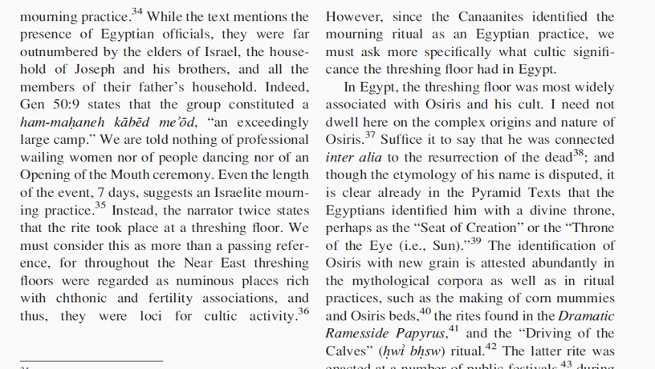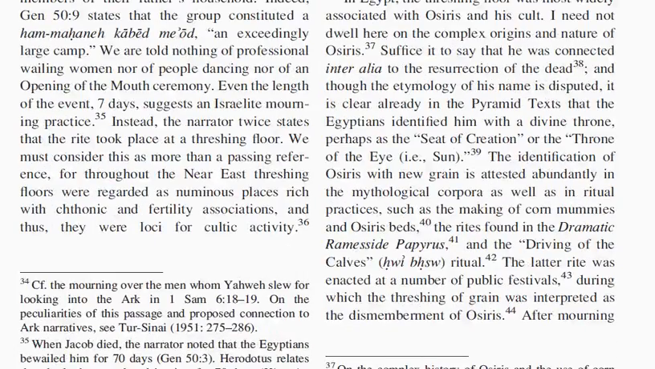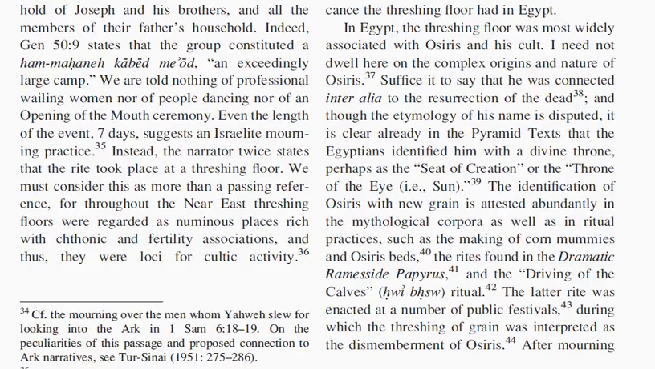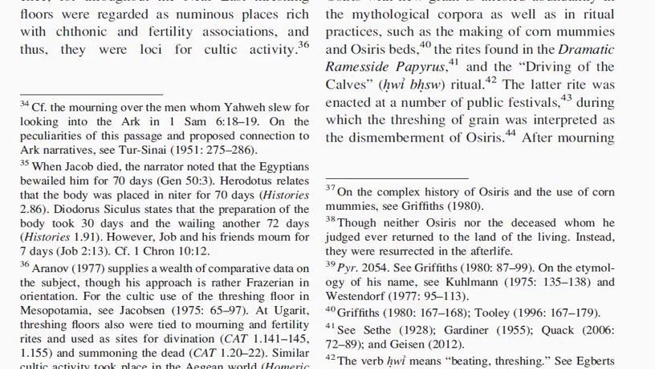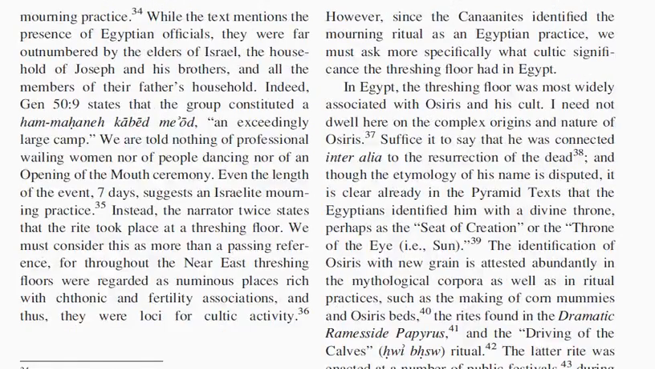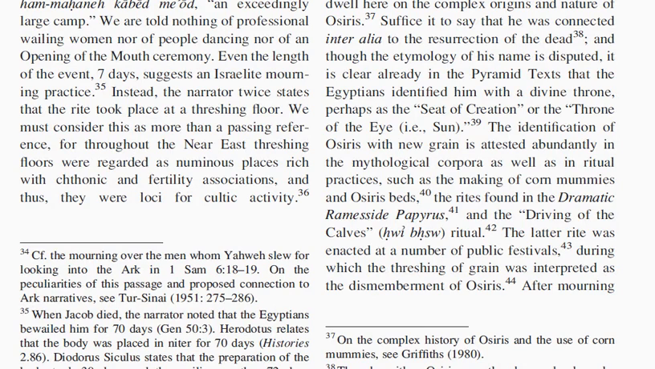However, since the Canaanites identified the mourning ritual as an Egyptian practice, we must ask more specifically what cultic significance the threshing floor had in Egypt. In Egypt, the threshing floor was most widely associated with Osiris and his cult. I need not dwell here on the complex origins and nature of Osiris. Footnote. On the complex history of Osiris and the use of corn mummies, see Griffiths, 1980. End of footnote. Suffice it to say that he was connected inter alia to the resurrection of the dead.